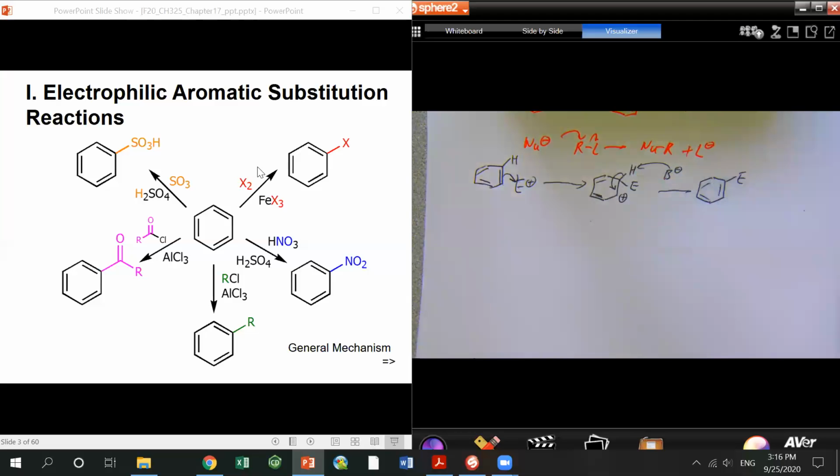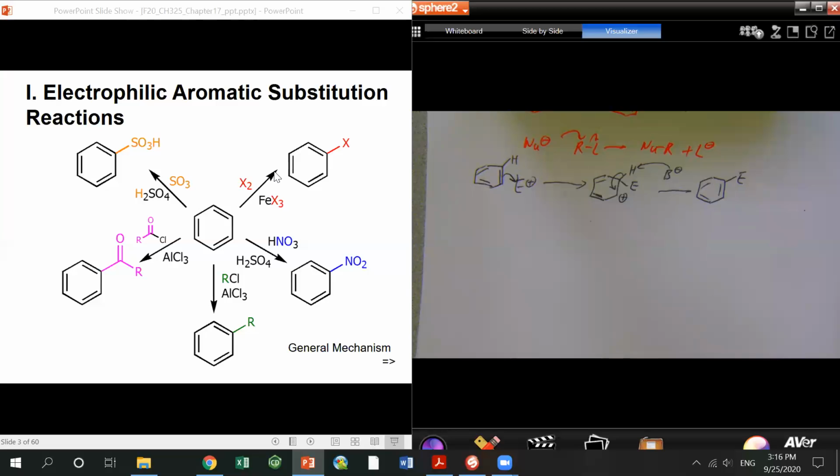So that's the general mechanism. Please write it down, because all these EAS reactions actually follow this rule. The only thing you need to study is how we generate the electrophile for these EAS reactions.